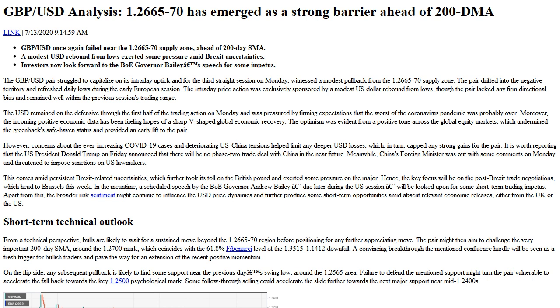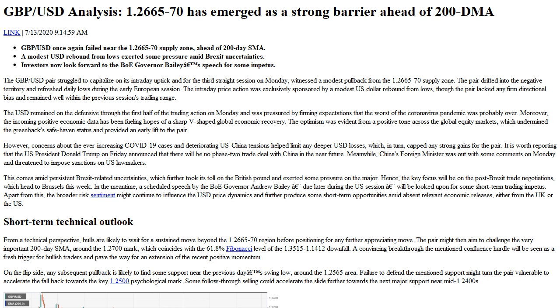However, concerns about the ever-increasing COVID-19 cases and deteriorating US-China tensions helped limit any deeper USD losses, which, in turn, capped any strong gains for the pair. It is worth reporting that U.S. President Donald Trump on Friday announced that there will be no Phase 2 trade deal with China in the near future. Meanwhile, China's foreign minister was out with some comments on Monday and threatened to impose sanctions on U.S. lawmakers.